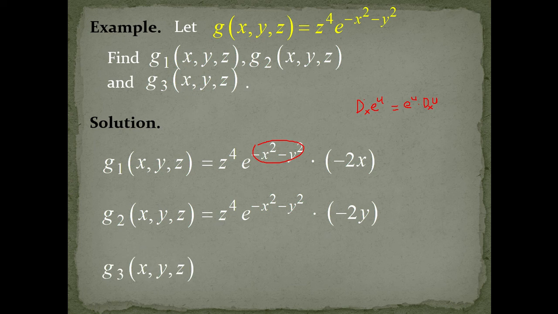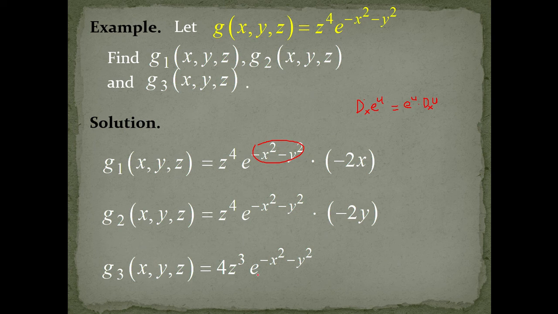How about G3, G sub 3? We are now going to differentiate this with respect to z. So with respect to z, you have to treat x and y as constant. So the e with its exponent is considered a constant, therefore the whole thing here will be constant if we solve for g sub 3. In other words, you are going to differentiate only z to the fourth. If you differentiate z to the fourth, we apply the power rule, so the power will go down. So we have 4z cubed.